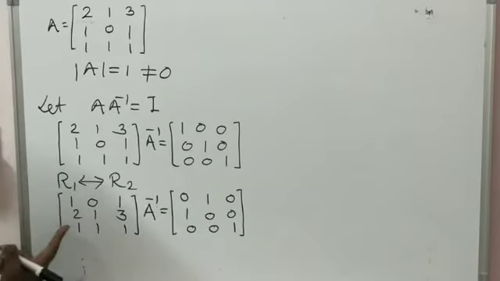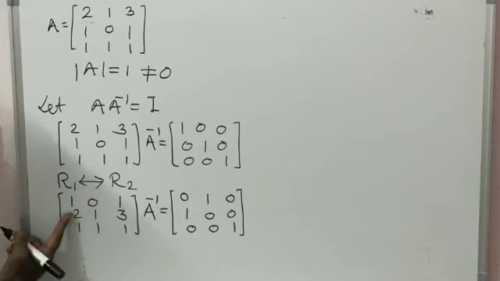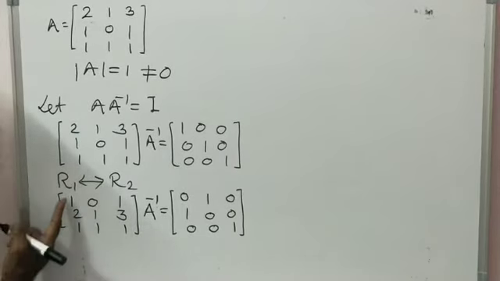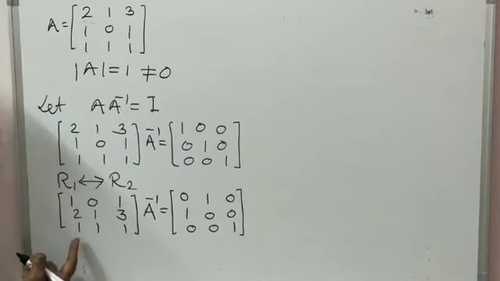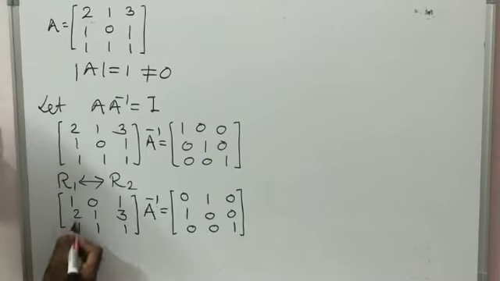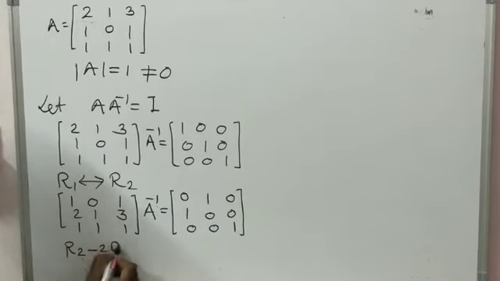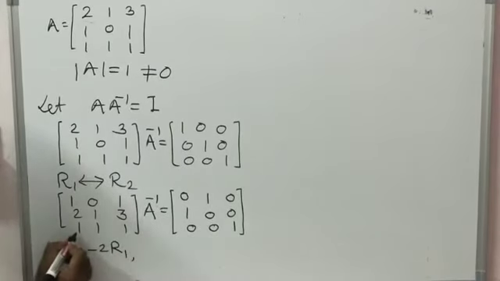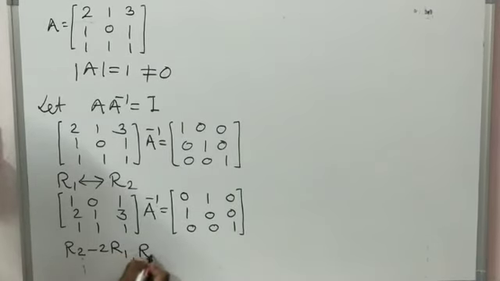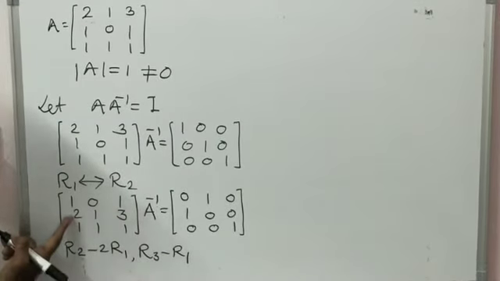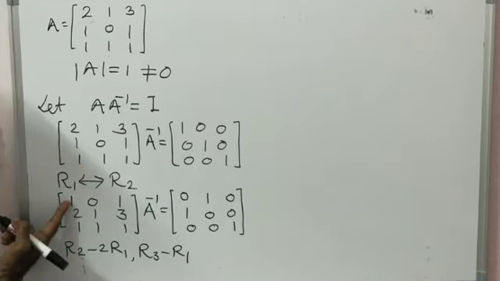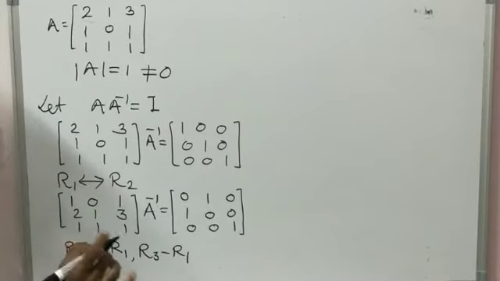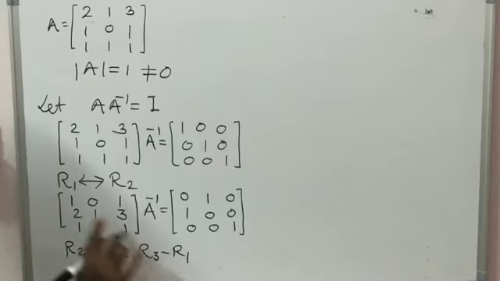Now, for getting 0 here and here from this one, this is our sequence. Don't miss the sequence. For this 0, the operation is R2 minus twice R1, and for this 0, R3 minus R1. Find this 2 and 0 from this one. Don't find them by using any other element. Now apply these two operations on both matrices.